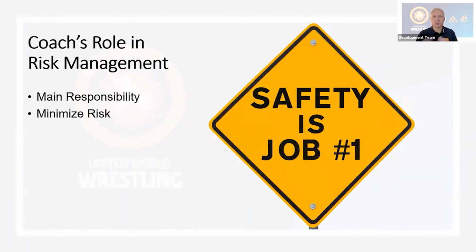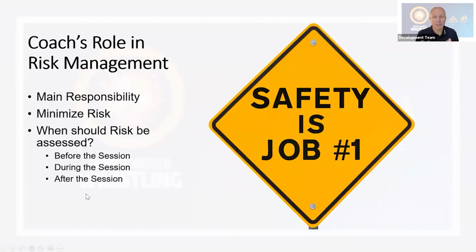So that's one of the things that we're looking at, which leads to another question here, which is, when should risk be assessed? When do we assess risk in situations? When do we sit down, or when do we take a look at this? And I think the one thing we're going to see here is, really, it's all the time.